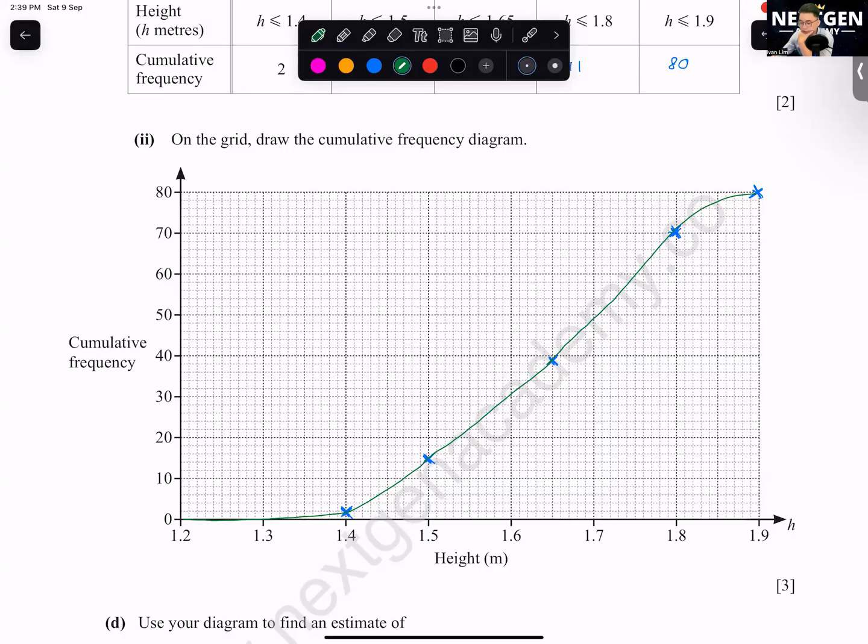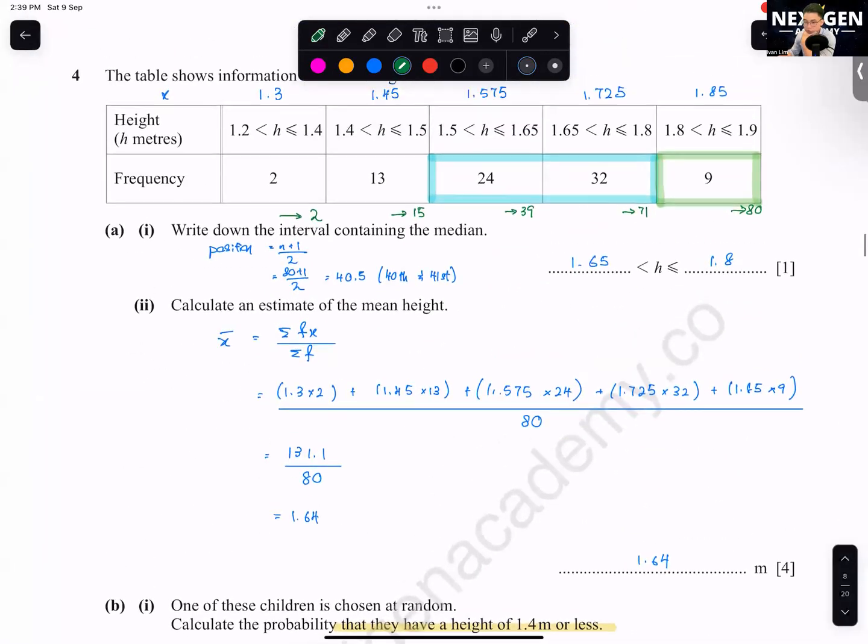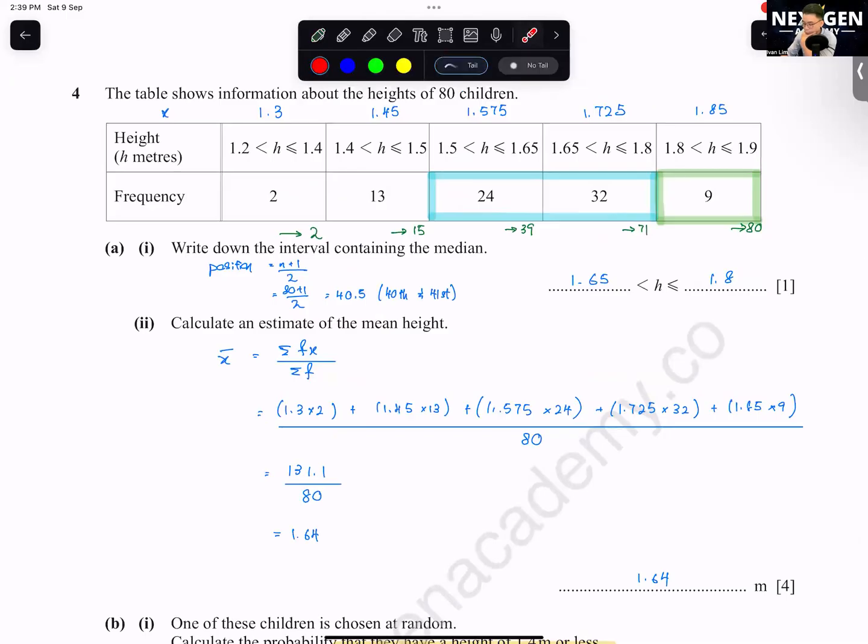Zijian asks the previous question. Why for taller than 1.5 is not 24 plus 32 and 9? I explained just now. This one here. You look here. Read the question properly. They say only one is taller than 1.8 meter. So that means if one is taller than 1.8 meter, the other one is taller than 1.5 but shorter than 1.8, right? Which they never tell you. They are asking you to figure out from the question.